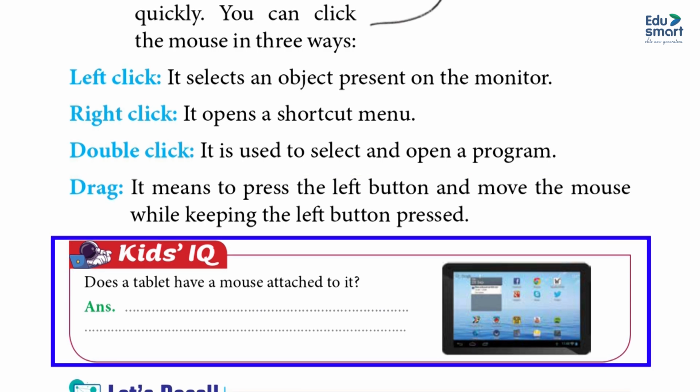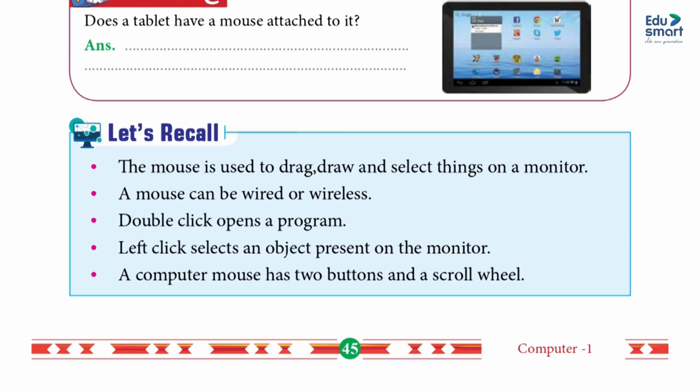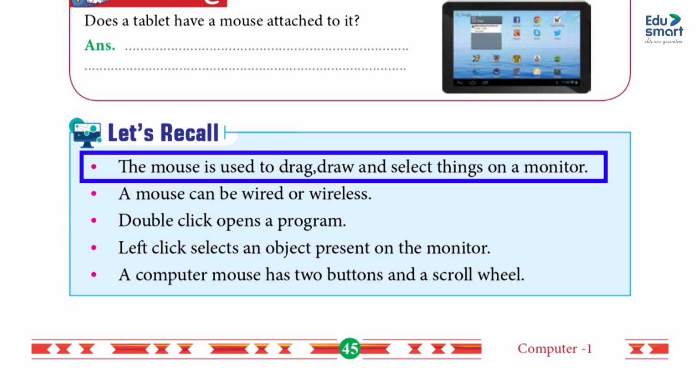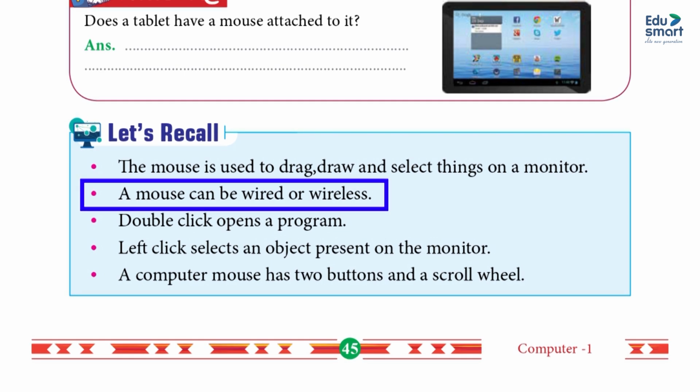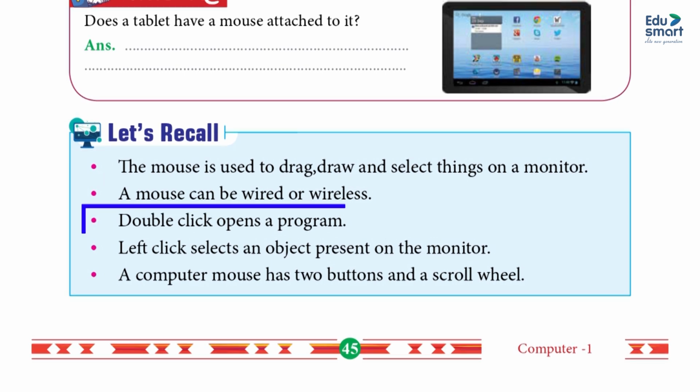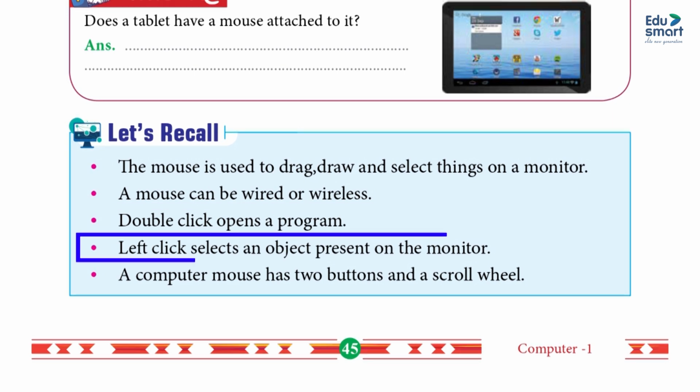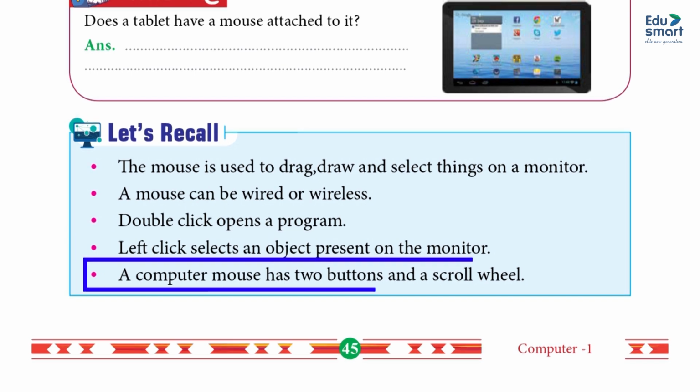Kids IQ. Does a tablet have a mouse attached to it? Let's recall. 1. The mouse is used to drag, draw and select things on a monitor. 2. A mouse can be wired or wireless. 3. Double click opens a program. 4. Left click selects an object present on the monitor. 5. A computer mouse has 2 buttons and a scroll wheel.